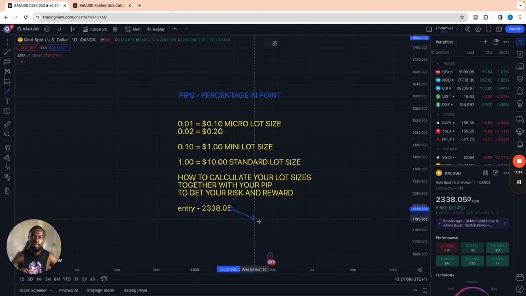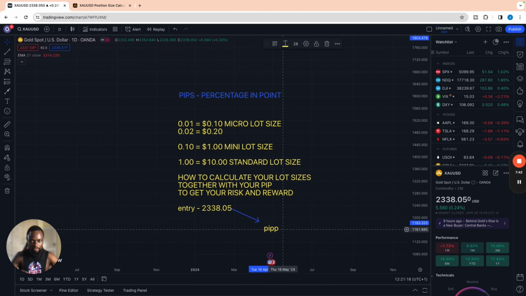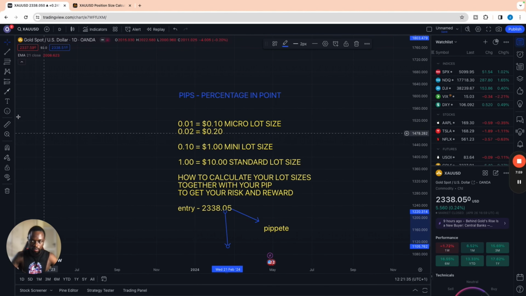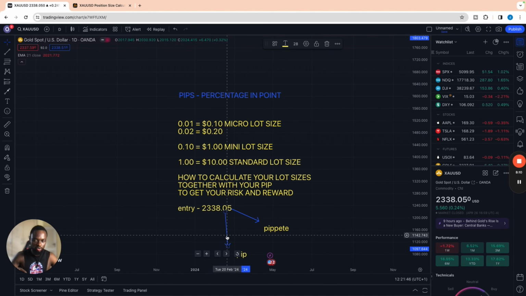This here, where the arrow is pointing, is called a pipette. And the zero here is called the pip. So how do we calculate this? The market is closed right now, but I'm going to make it very clear for you to understand. This is the current price of gold, right?